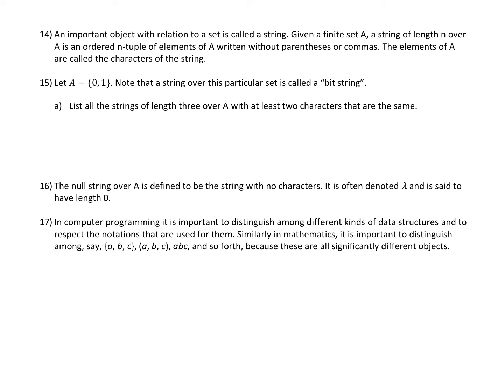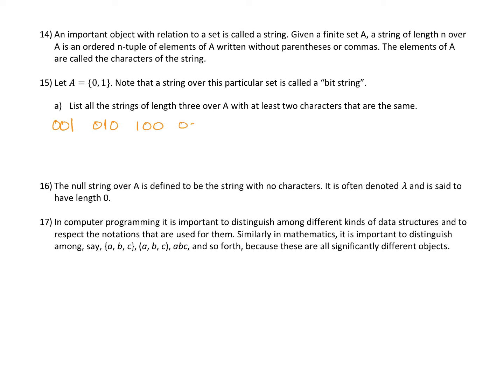So I want to list all the strings of length 3 over A that have at least 2 characters that are the same. So I have to decide which character I'm going to have repeat, that I'm going to have at least 2 of. So I'm going to start with the 0. So if I want at least 2 zeros, I could have 0, 0, 1, 0, 1, 0, or 1, 0, 0. That's exactly 2.